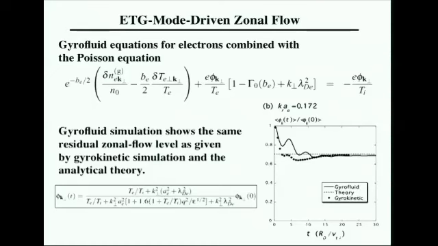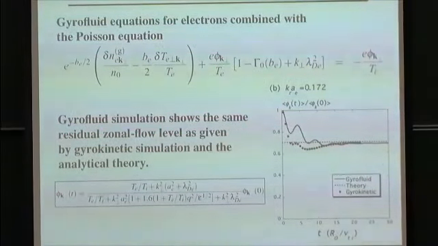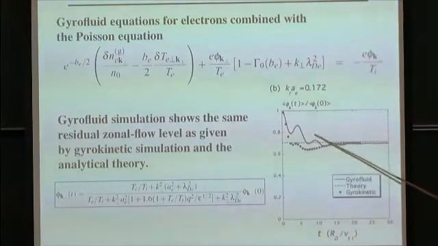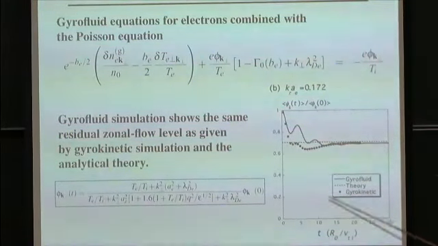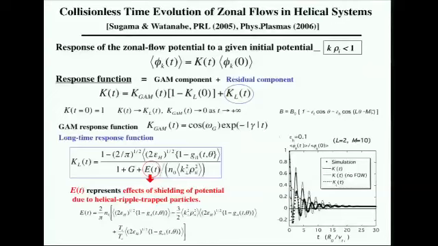Also, even for the ETG relevant case, k rho e of order unity, the dot symbols correspond to gyrokinetic simulation, and this smooth line corresponds to the fluid model simulation result using that closure model. The transient profile is not so good, but the final residual zonal flow level is the same. Okay. So far, tokamak zonal flow has been explained.